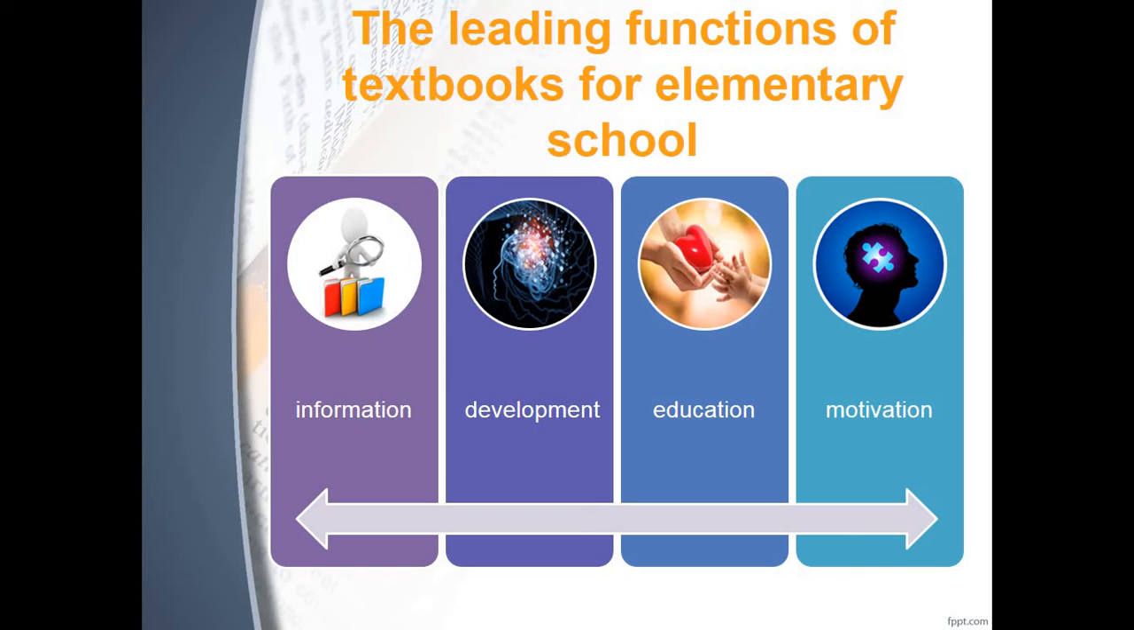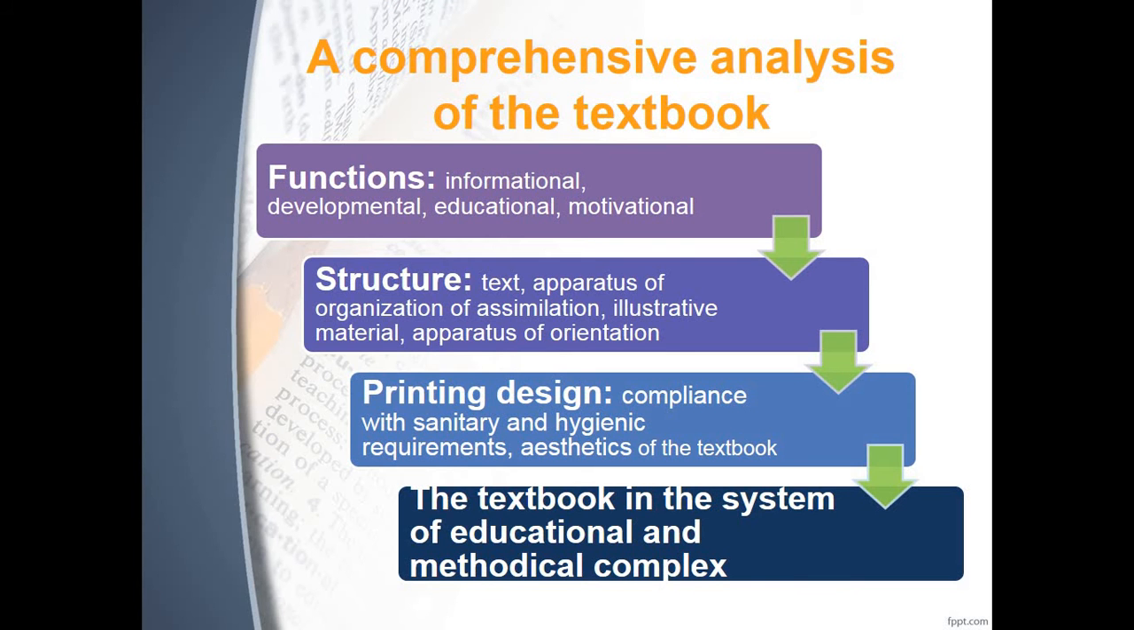The specific features of a structure of a textbook for elementary school are presented in the article. In order to find out the most important generalizing characteristics of the textbook, it is offered to use a comprehensive analysis of the textbook addressed to junior students in the following areas: functions, structure, printing design, the textbook in the system of educational and methodical complex. For example, printing design includes the following criteria: compliance with sanitary and hygienic requirements, aesthetics of the textbook, etc. The textbook in the system of educational and methodical complex means that the textbook is an independent element of the educational process, connection of the textbook with other components of educational complex and consistency. Textbooks and methodical literature for teachers, their connection, etc.